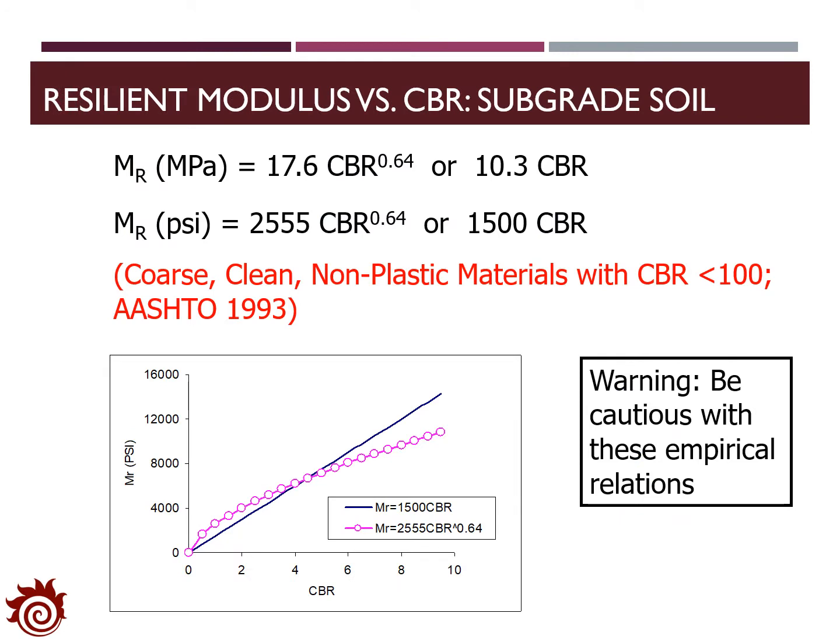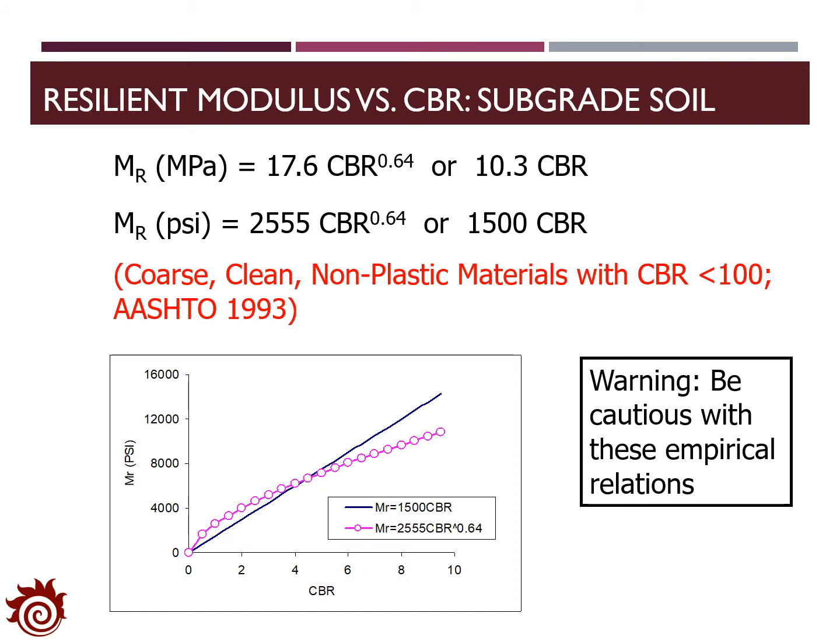From empirical analysis, we can find out the relationship between resilient modulus and the CBR. The equation here was actually provided by AASHTO in 1993. It shows the relationship between MR and the CBR with nonlinear and linear models. If we apply the unit megapascal for MR, then MR would be 17.6 times CBR to the power of 0.64, or with the linear model, 10.3 times CBR.